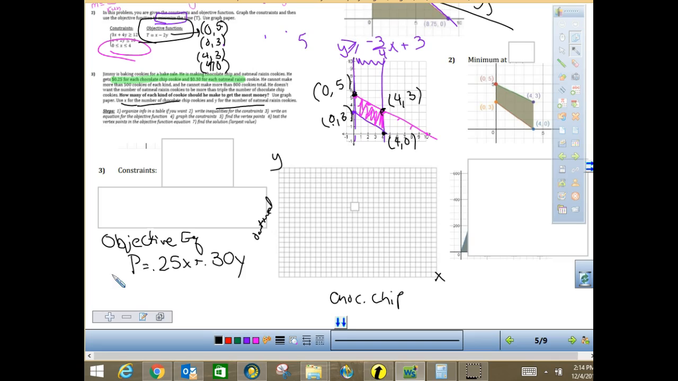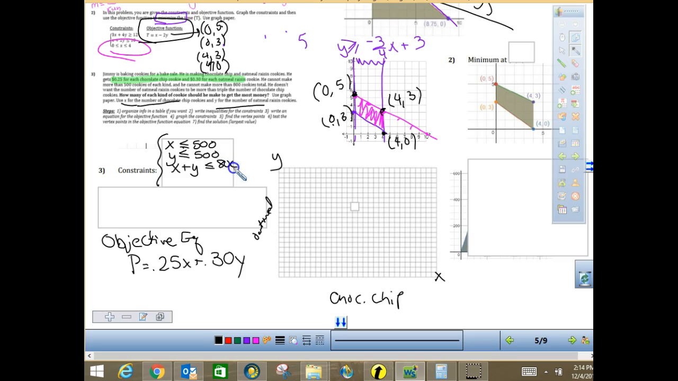He cannot make more than 500 cookies of each type. Well, if X is my chocolate chip, how could I write that? X has to be greater or equal, or less than or equal? Less or equal to 500. Next thing, Y less or equal to 500. The next statement says he cannot make more than 800 total. So X and Y together has to be less or equal to 800.